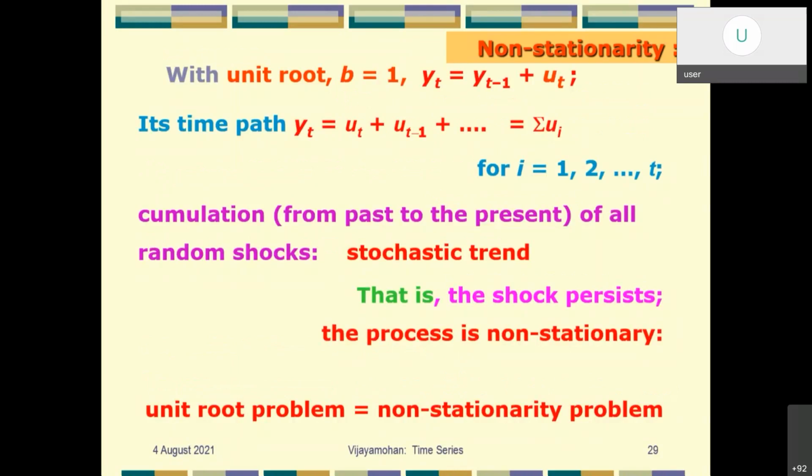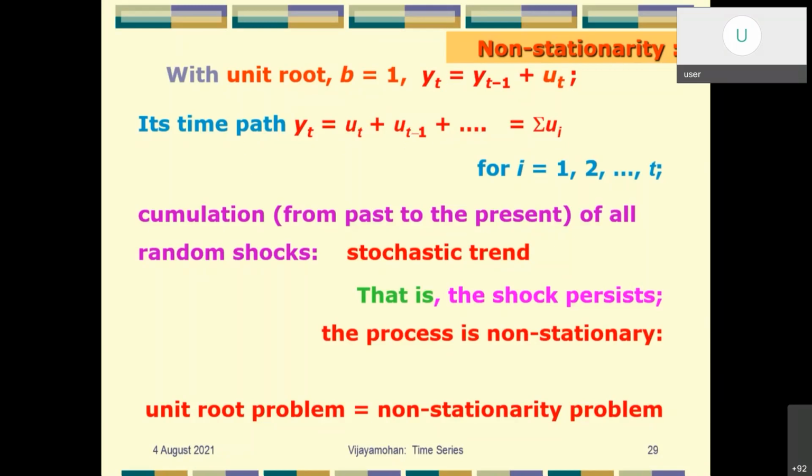So with a unit root, that is rho equals 1, our first order stochastic difference equation, that is our AR1 process, we can write as yt equals yt minus 1 plus ut. That means we can find the time path of yt as ut plus ut minus 1 plus and so on. That is the sum of all the past and the present random shocks, summation ui. That is an accumulation of all the random shocks. That is the time path of yt.